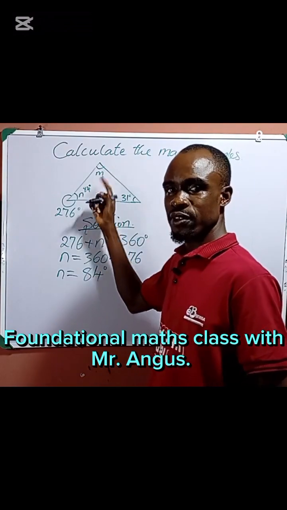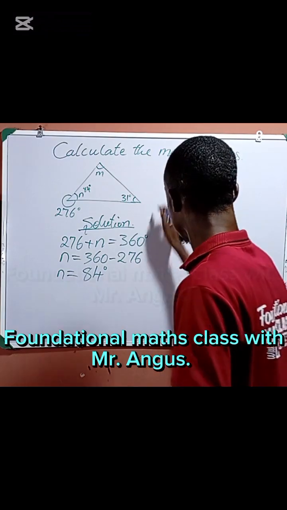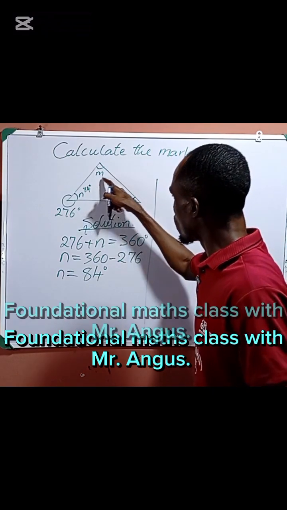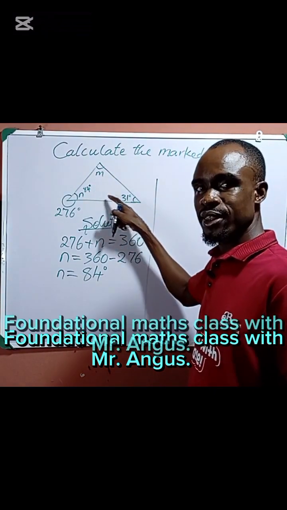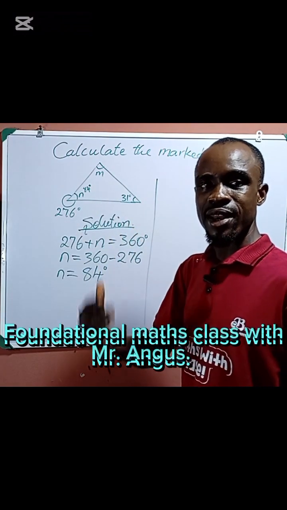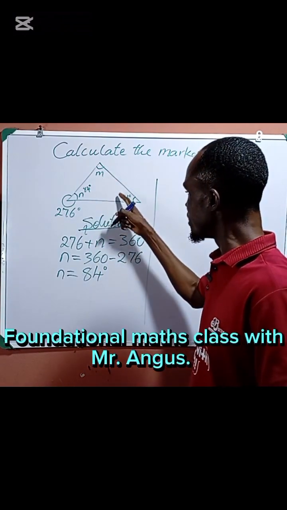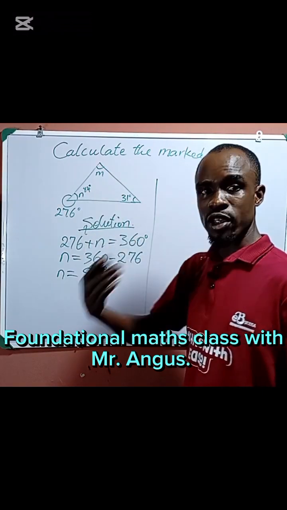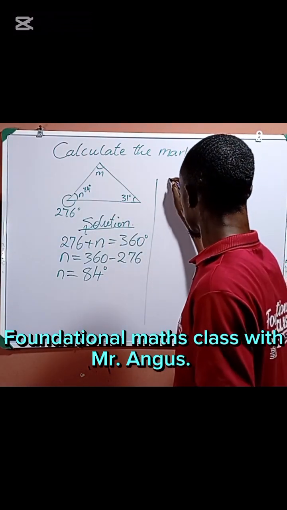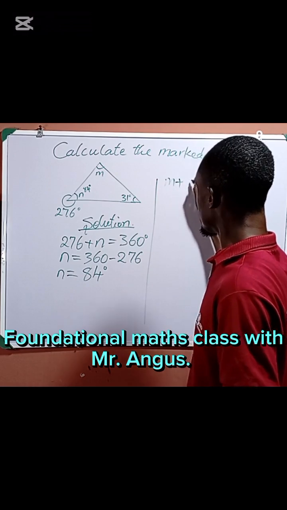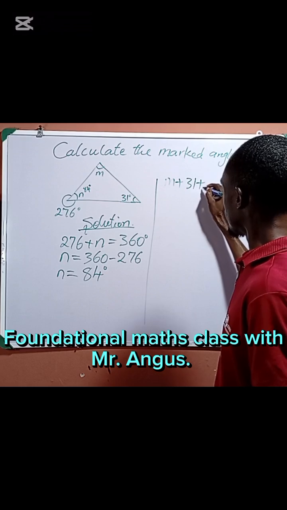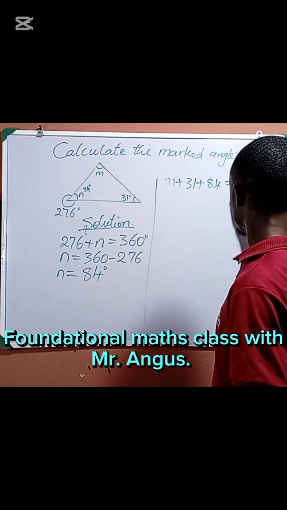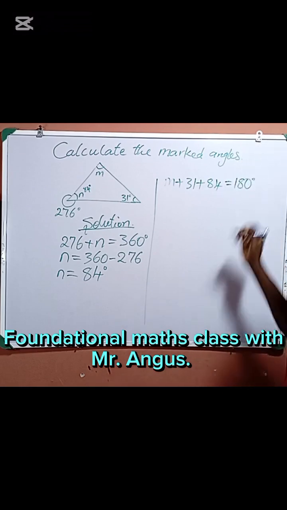So this can now help us in finding the value of M. So let us find the value of M. The sum of the interior angles of a triangle is equal to 180 degrees. Here we now have M plus 31 plus 84 equal to 180 degrees. Remember that N is now 84. So all of them will give us 180 degrees.